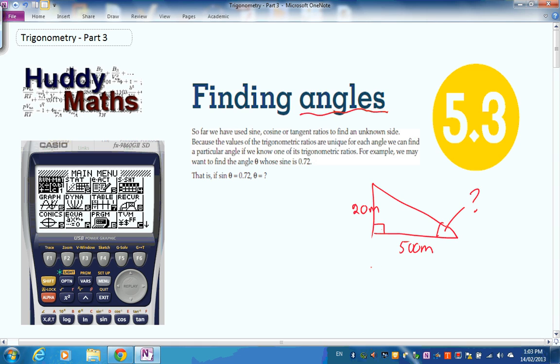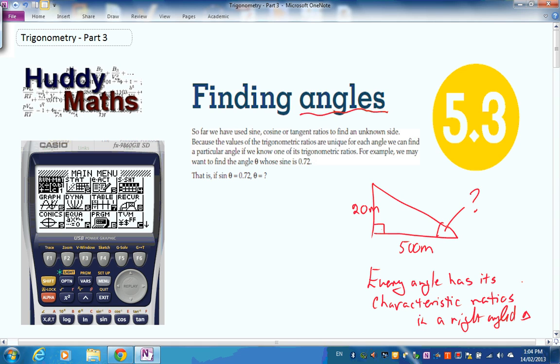Well, it should be, because every angle, remember this, has its characteristic, special, unique ratios in a 90-degree triangle, in a right-angled triangle. So if we get a ratio, can we go backwards and trace what the angle was? So Pearson's up here said, well, if each one's got trig ratios which are unique to that angle, then if it comes up to the sine of theta is 0.72, can we backtrack?